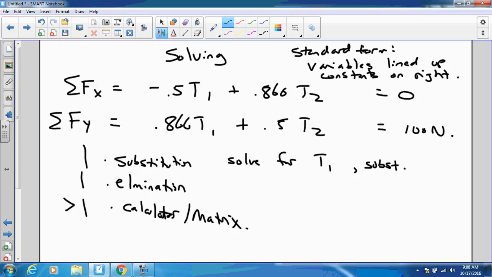Yes? The sum of forces in the y direction was 0, but one of those forces was the 100 newtons pulling straight down. Yeah. Yeah, what he said. Really?